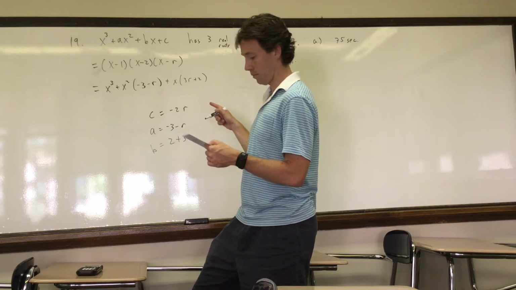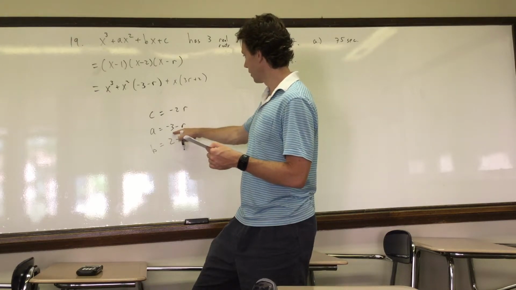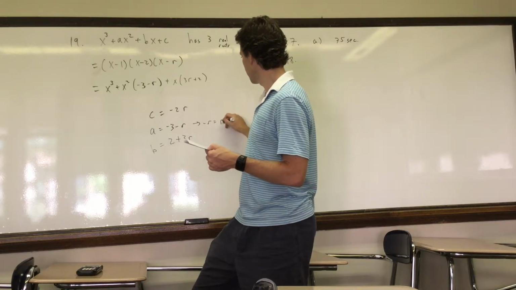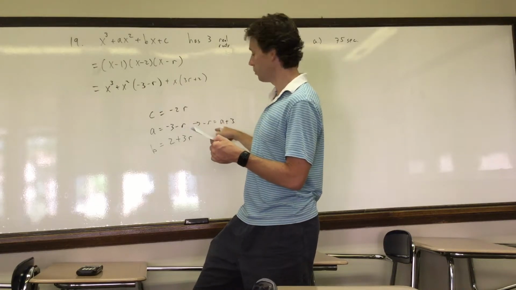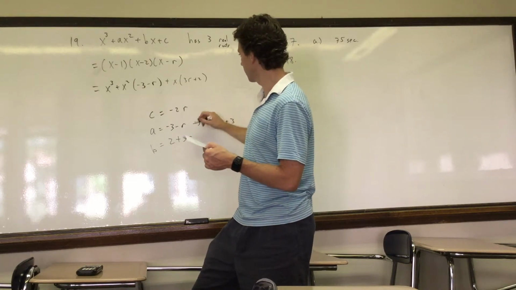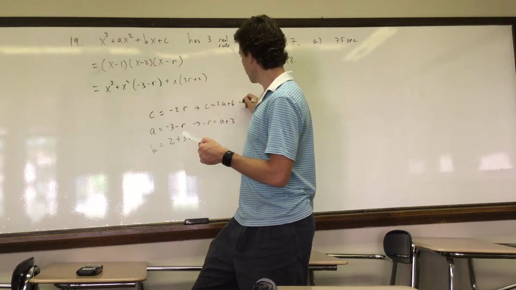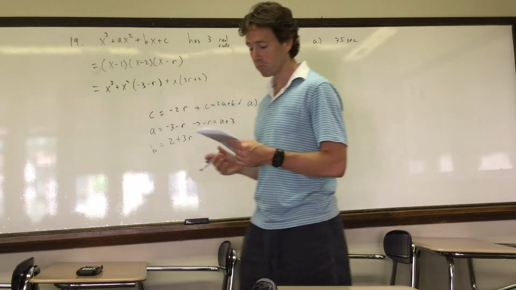C equals 2a plus 6. So negative r is a plus 3. So negative 2r is 2a plus 6. C equals 2a plus 6 is true, so A is the answer. And I don't have to read the other choices. That's good.